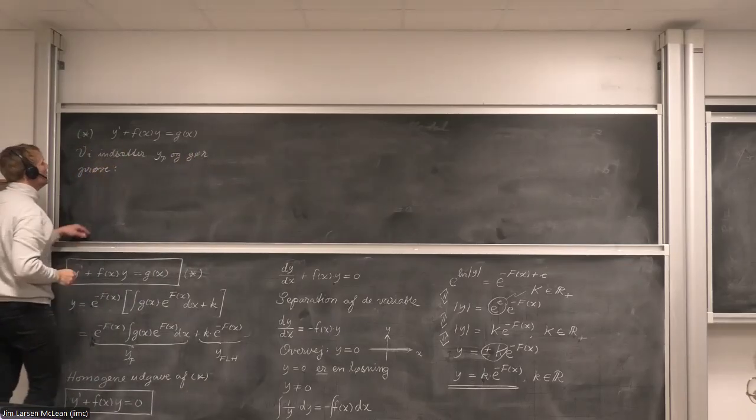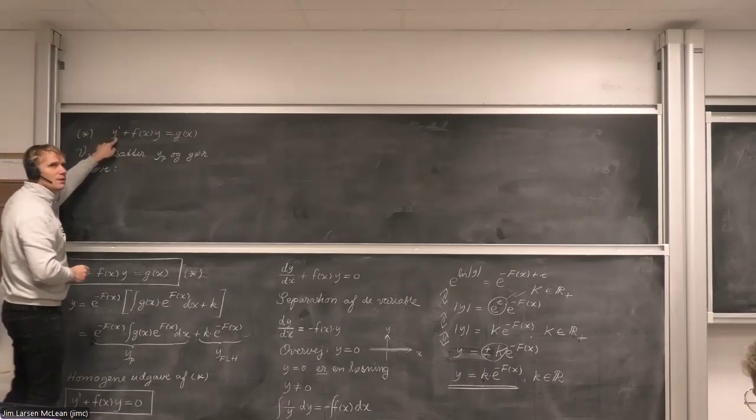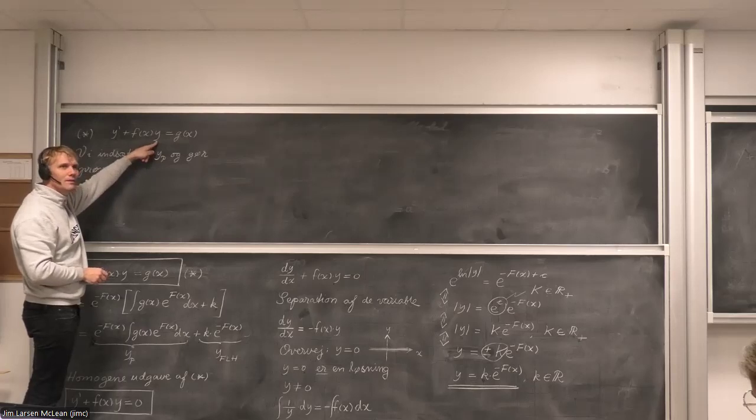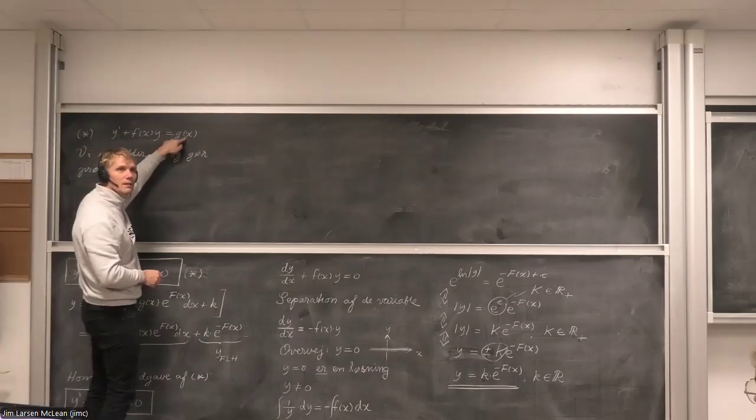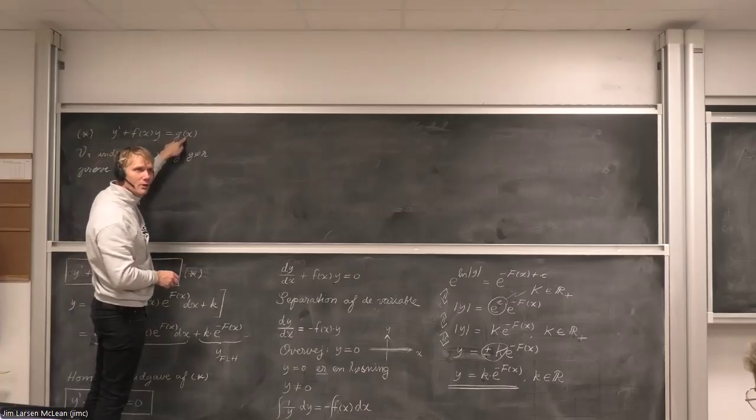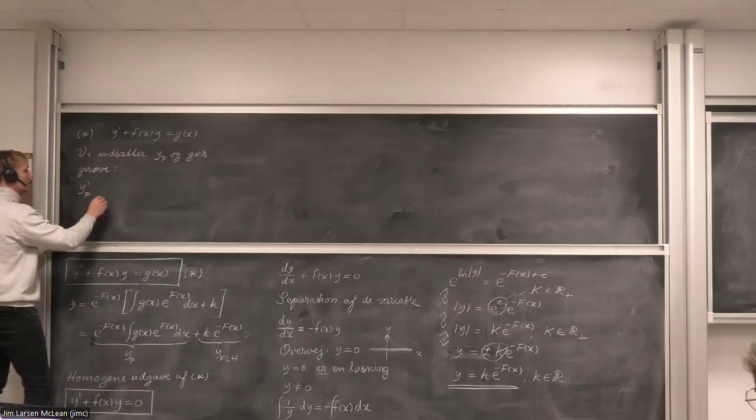So to insert, I apparently need to differentiate y. Put it in there. Then I need to leave y alone, insert it there, and remember to multiply by f. And then I check if it gives g. If it does, then it was a solution. So let's start by finding y_p prime.